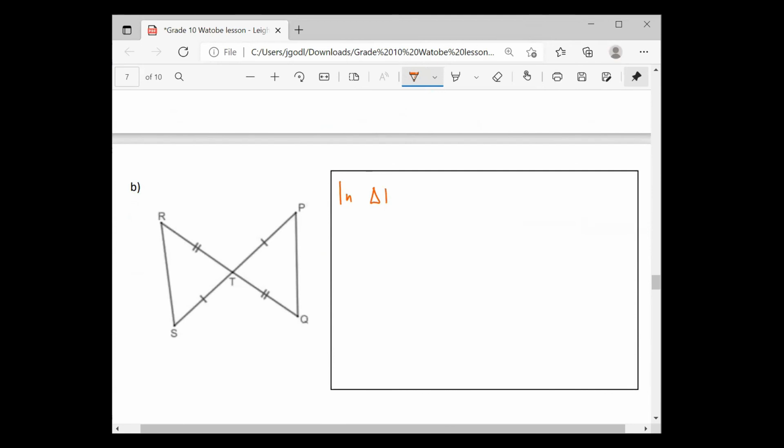So in triangle RTS and triangle QTP, and then I want my 3 reasons. Therefore, triangle RTS is congruent to triangle QTP, and I want that reason. Okay. You will be absolutely fine. I know you can get 100% for this.